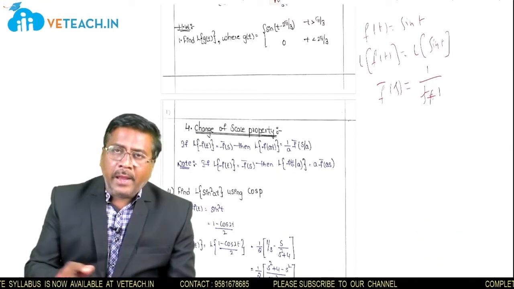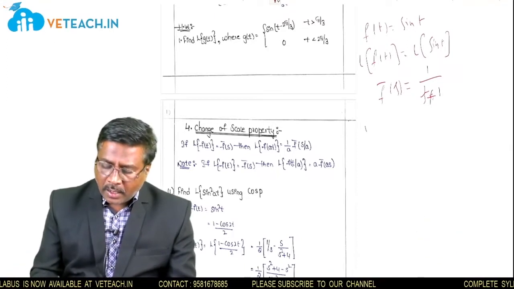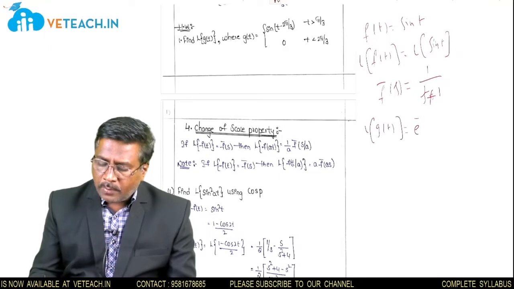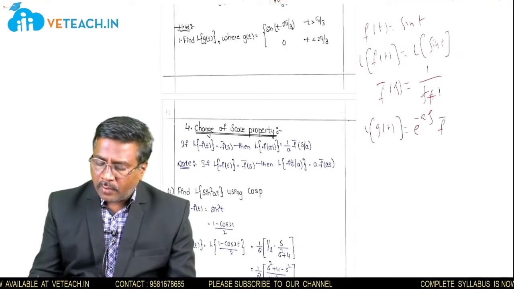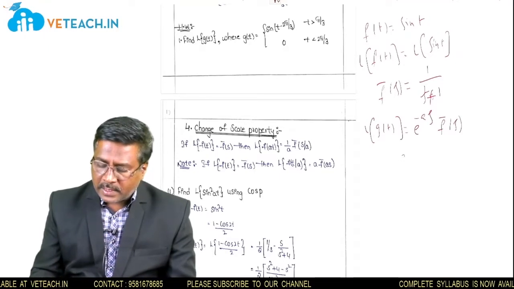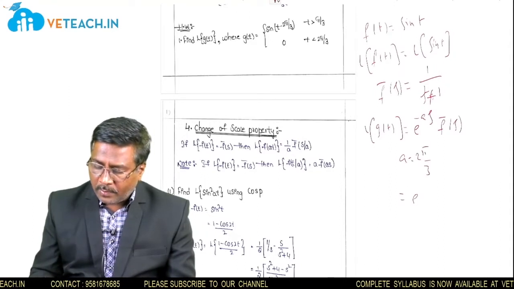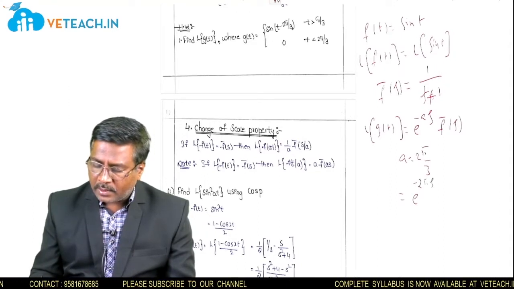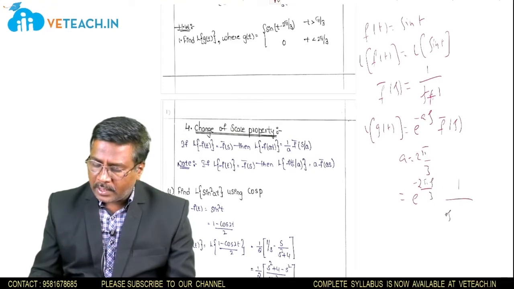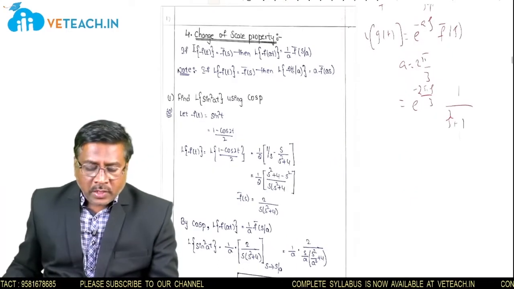Now we can apply the second shifting theorem: L of g of t is equal to e power minus as into F of s. Simply replace a, where a is equal to 2 pi by 3. That is equal to e power minus 2 pi s by 3 into F of s, which means 1 by s square plus 1. So all of you catch my point?